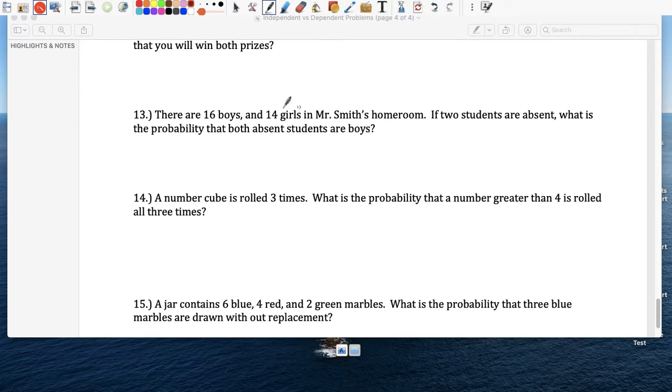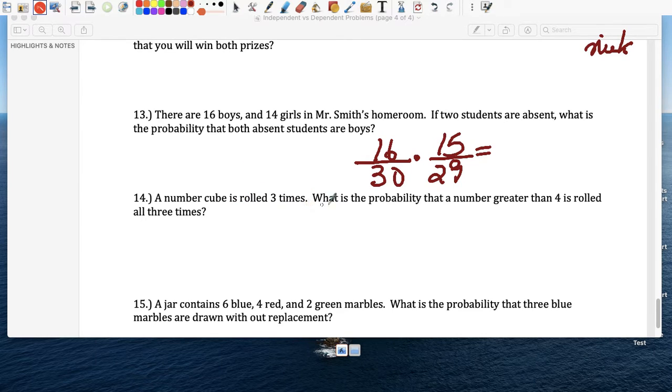There are 14 girls and 16 boys. 2 students are absent. What's the probability that both are boys? Well, the probability of the first boy being absent is 16 out of 30. So let's say Nick is absent. We want to calculate the probability the second boy is absent. Well, it can't be Nick again. So now there's 29. And how many boys? 15. And then you find out the probability of that happening and multiply.